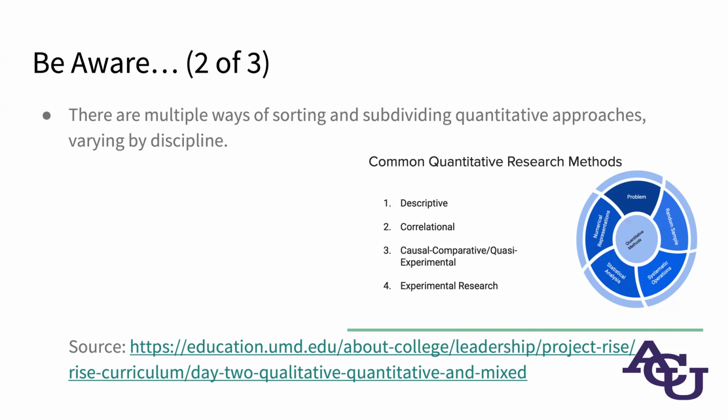Usually the first step will be descriptive, if it hasn't been done in qualitative already. Then you look at correlational. Then you might do quasi-experimental, and then finally experimental research. And medical trials will progress with a similar sort of direction.